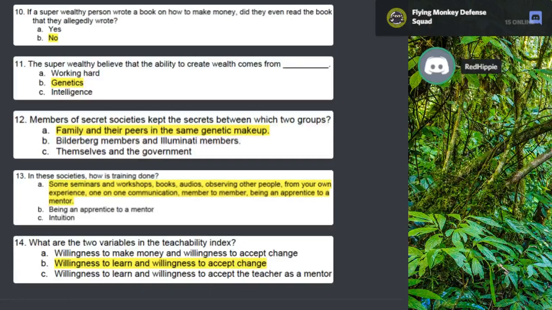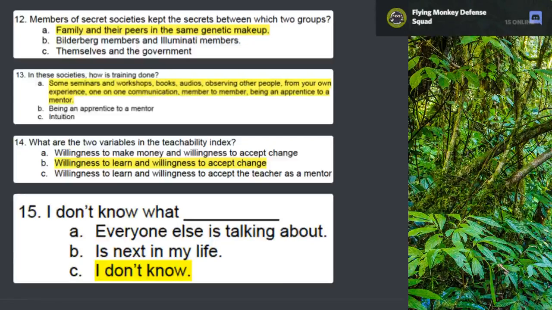I don't know what blank. I don't know. Oh, I don't know what I don't know. Will you ever totally get it? No. Right. No, you were always getting it.